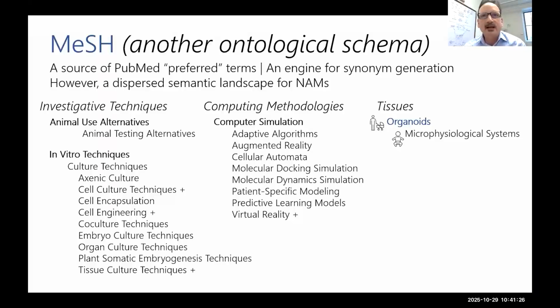So you get two terms for the price of one, in a sense. Once you're able to harvest two terms by using organoids, you're able to also incorporate the microphysiological systems term as well when searching.